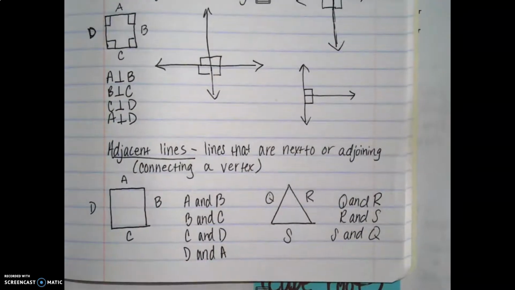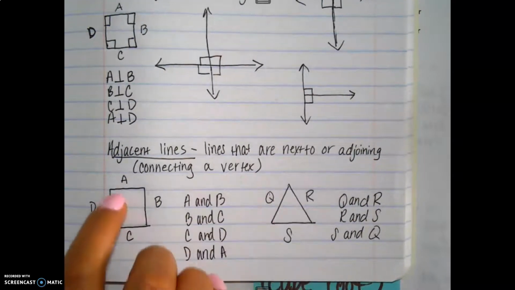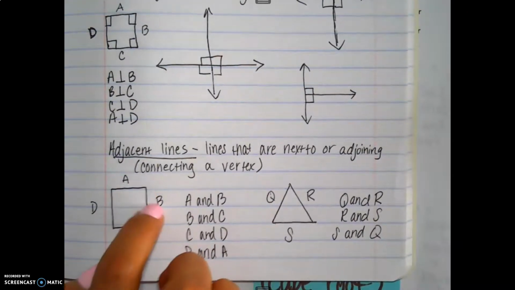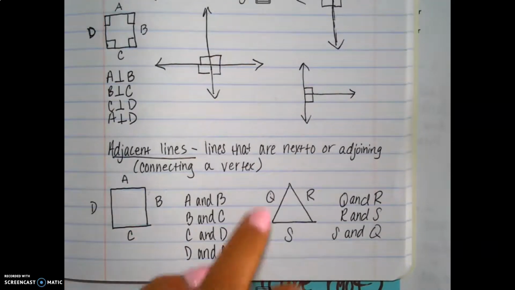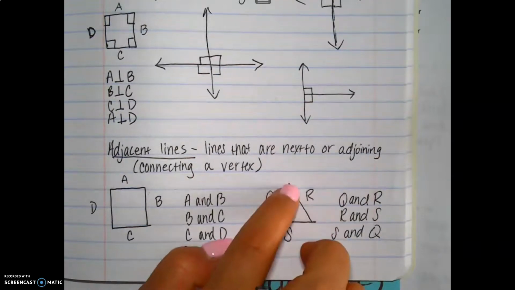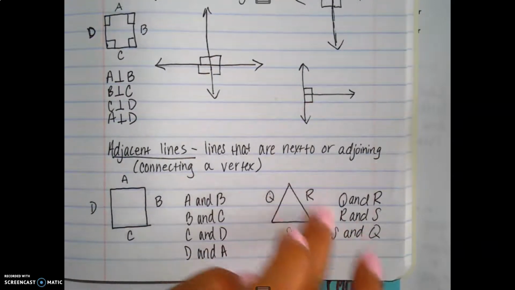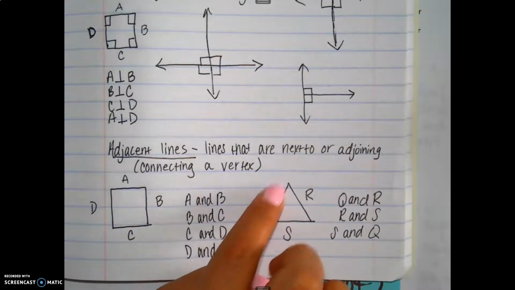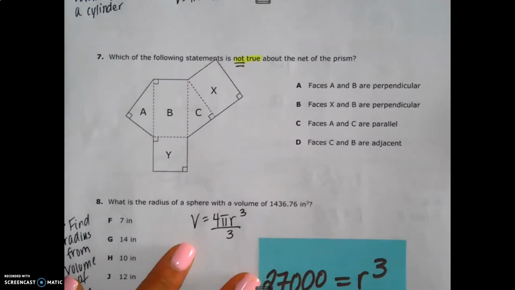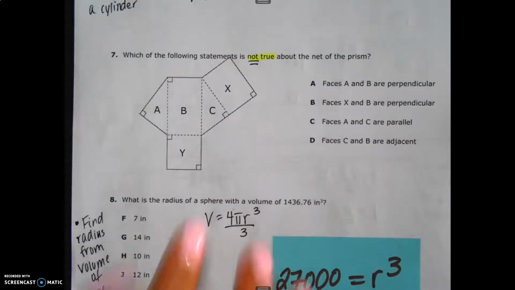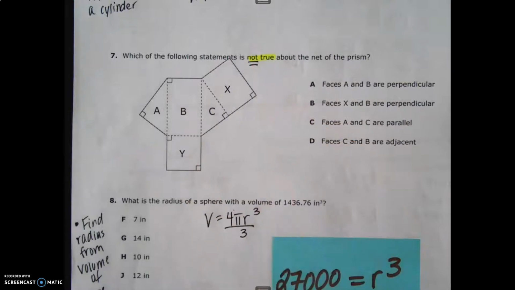Adjacent means lines that are next to or adjoining, so connecting to a vertex. So A and B are adjacent, B and C, C and D and A. Q and R meet at this vertex, they are adjacent. R and S and Q are adjacent. So you need to take those vocab words and apply them to this net, all right? So you have to say which is not true.